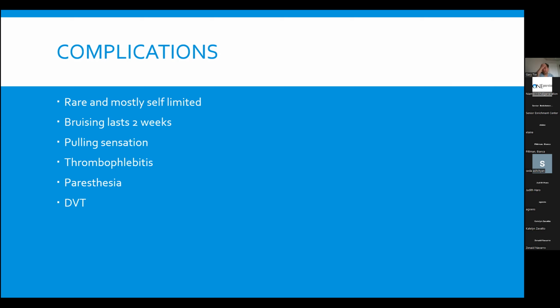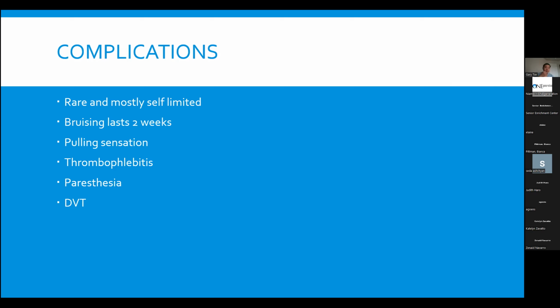Thrombophlebitis, that's when other veins adjacent to the vein that I just scarred down, the vein that I treated, get inflamed. Usually just hot compresses resolves that. So it's pretty self-limited. Paresthesias, which is sort of a numbness and tingling, happens infrequently, usually near the knee, but also generally self-resolves.